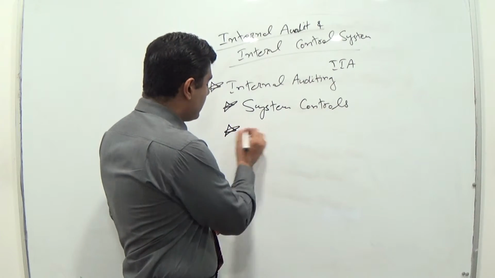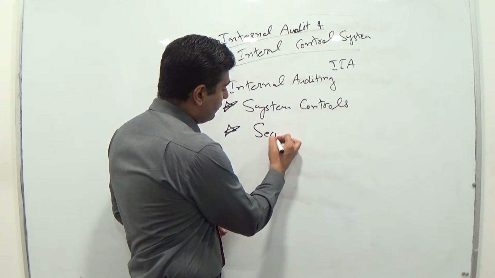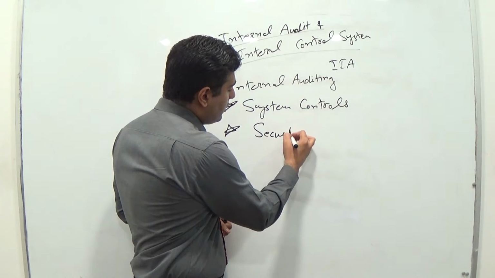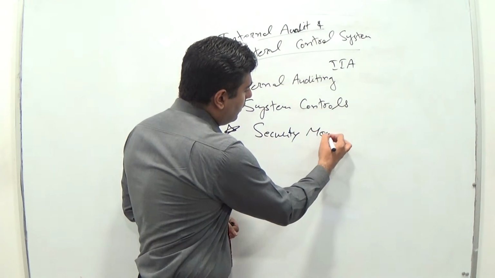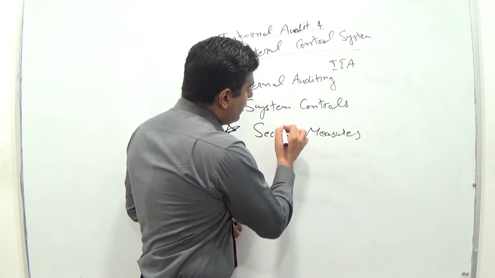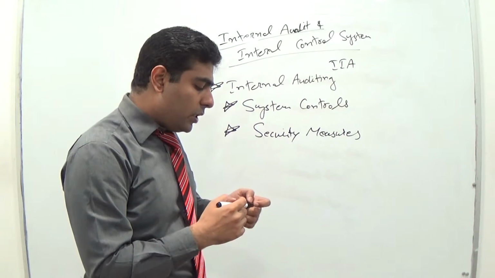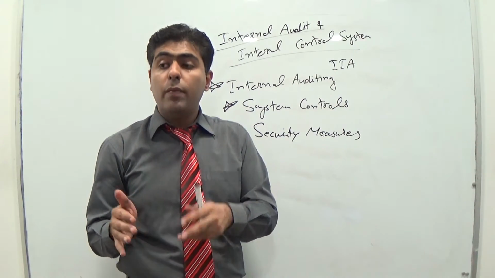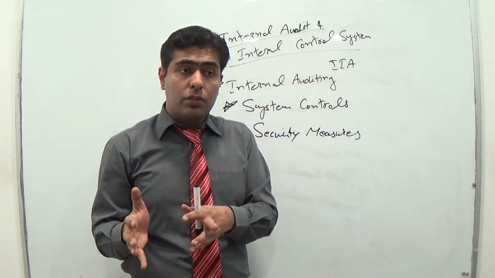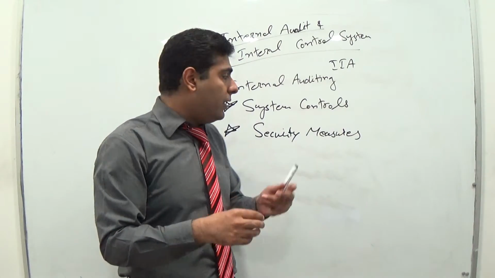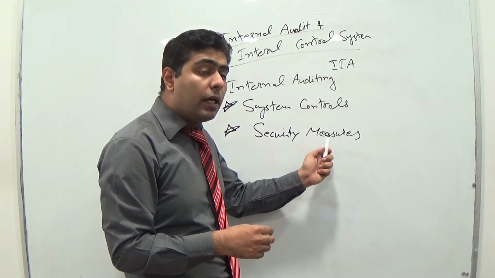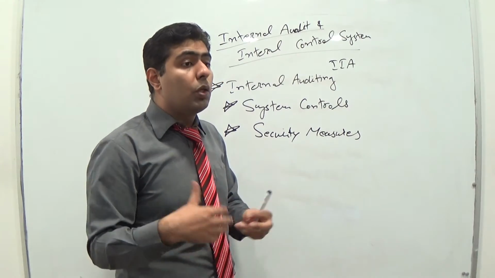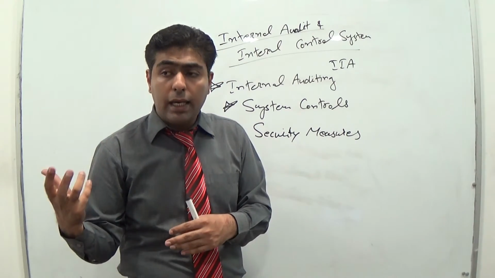Next we will discuss security measures. That means in order to implement a system of internal control, what different kinds of security measures the organizations should achieve. Let's say if any of these security measures flop, for example they are not working due to any issue.